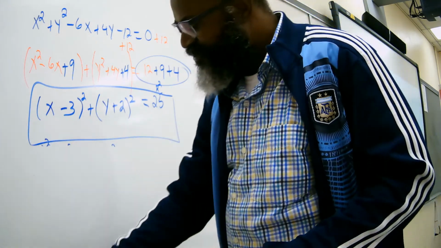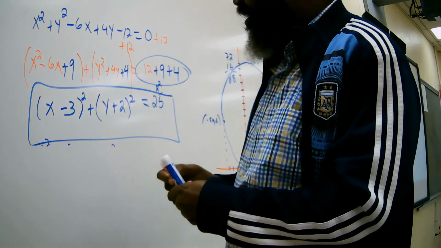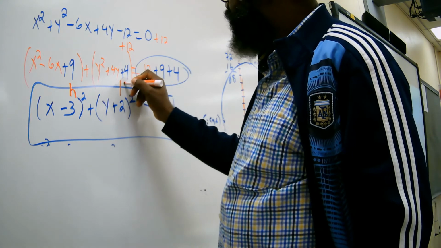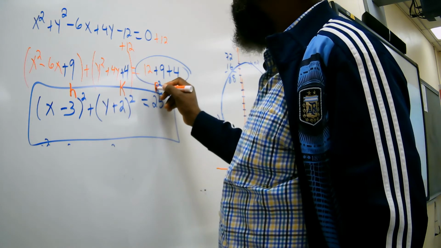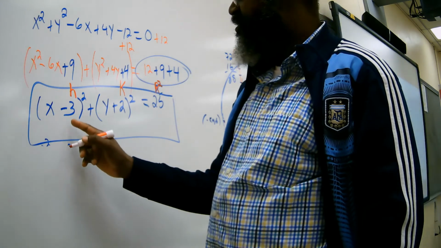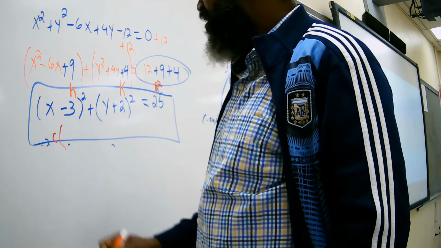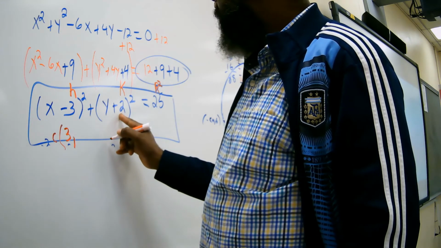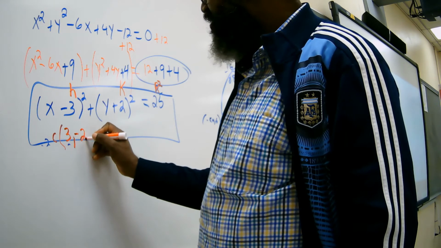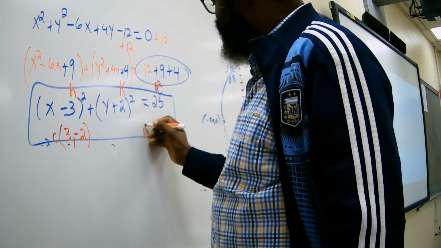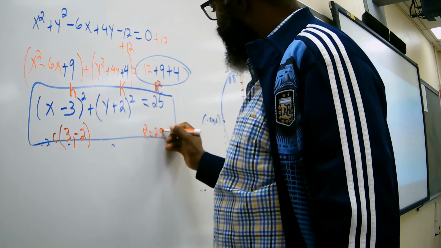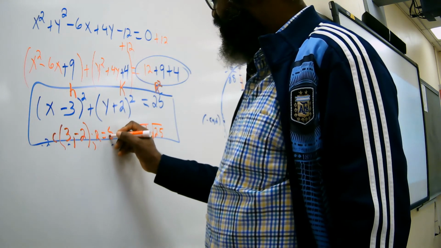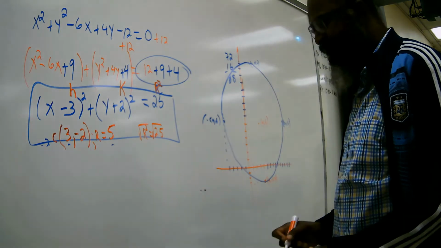Alright, in this case, this is my h. My h is always next to my x. My k is always next to my y. And this is my r squared. So in this case, you take the opposite of whatever is inside the parentheses. The opposite of negative 3 is positive 3. The opposite of positive 2 is negative 2. This is my center. And my r squared is 25, so I will have to take the square root. In this case, my radius r is 5. So I find what I need.